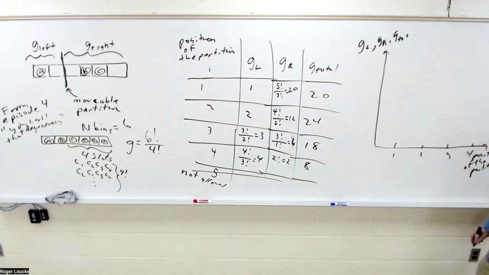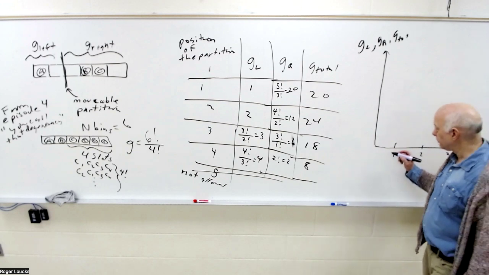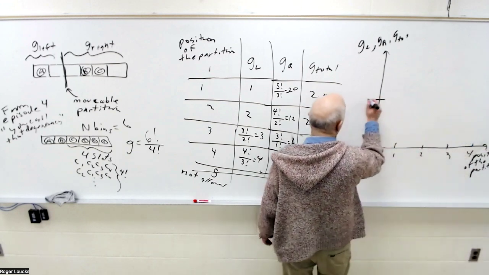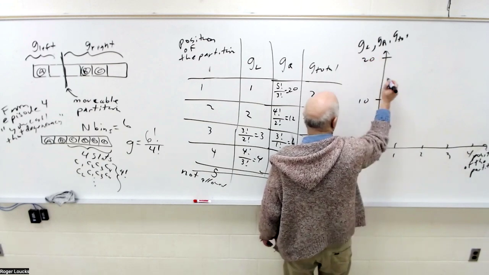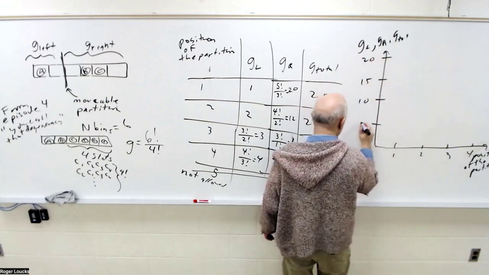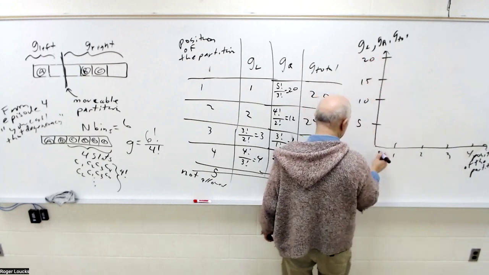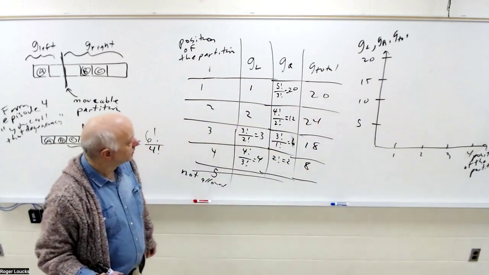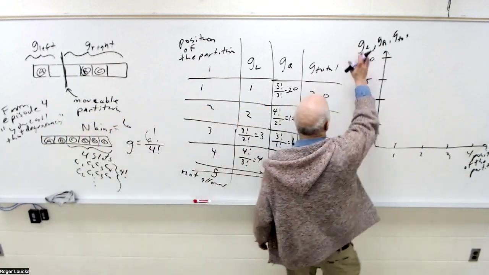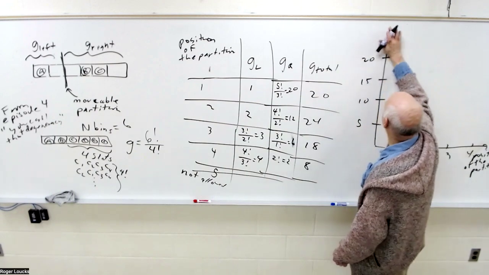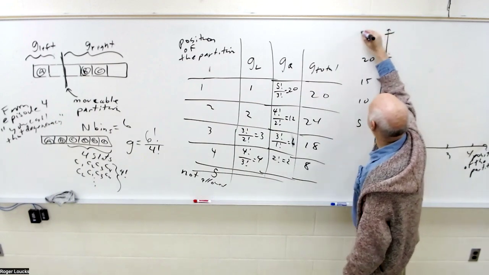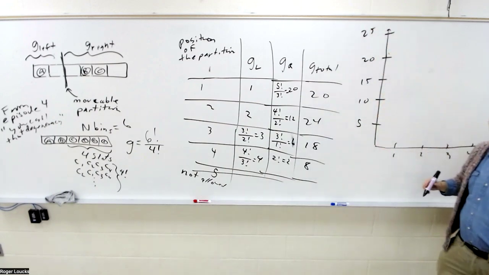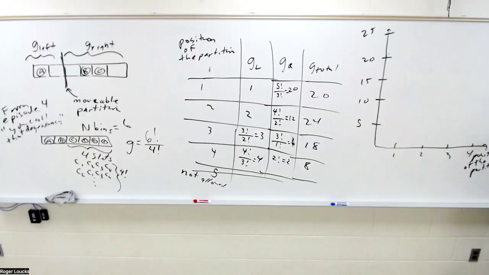Okay, so how does the G left look? It's just 1, 2, 3. So let's come up with a scale here. If you make this 10, that looks like 20. This looks like 15. That looks like 5. You should probably go a little higher since you have a 24. Thank you. And that looks more or less okay.